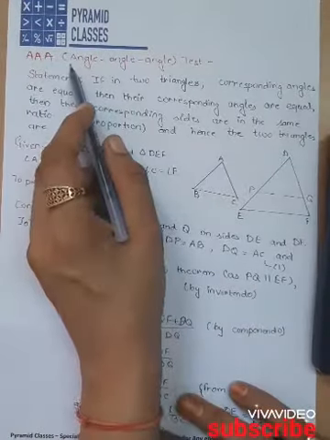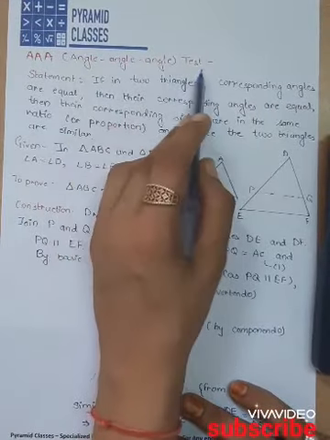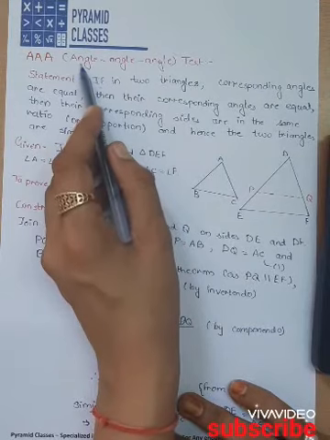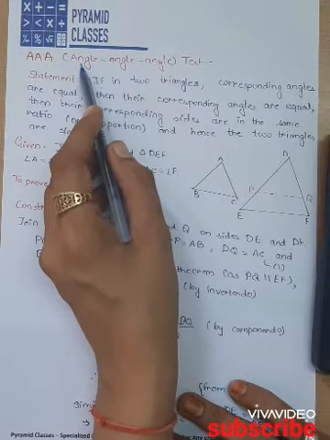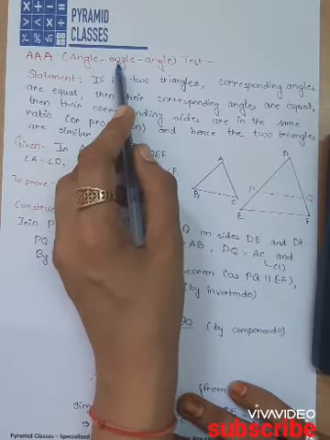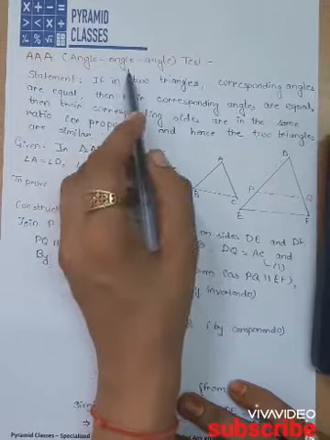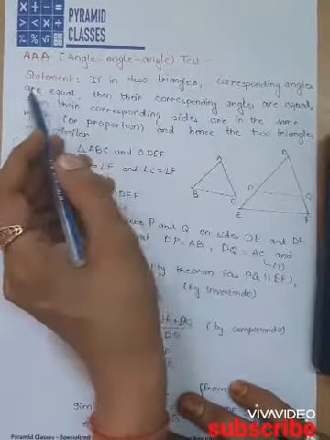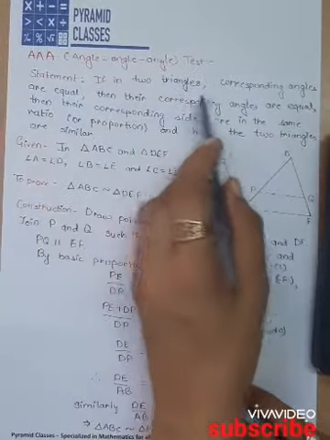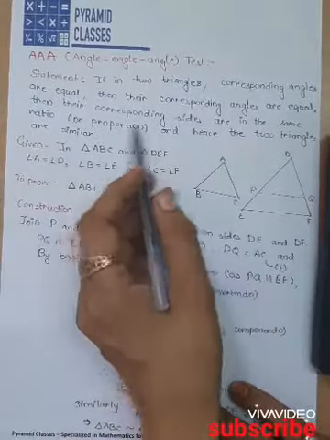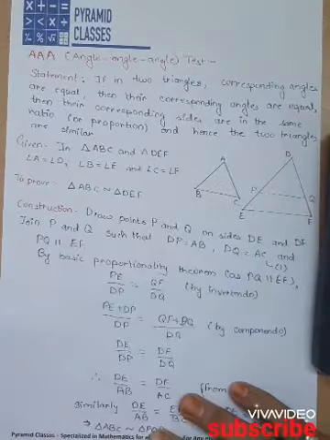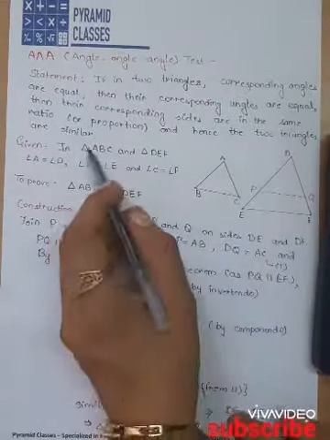The triple A test means the angle angle angle test. If we can prove that the first angle of a triangle equals the first angle of another triangle, the second angle equals the second angle, and the third equals the third, then we can prove that both triangles are similar. Let us see the statement. If in two triangles the corresponding angles are equal, then their corresponding sides are in the same ratio, and we can prove that the two triangles are similar.